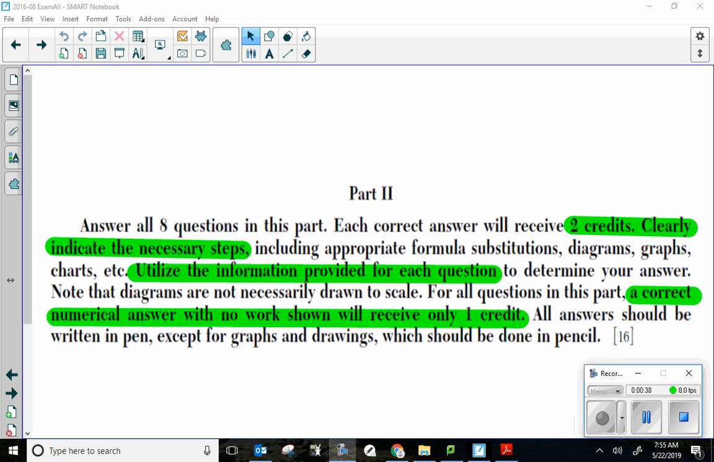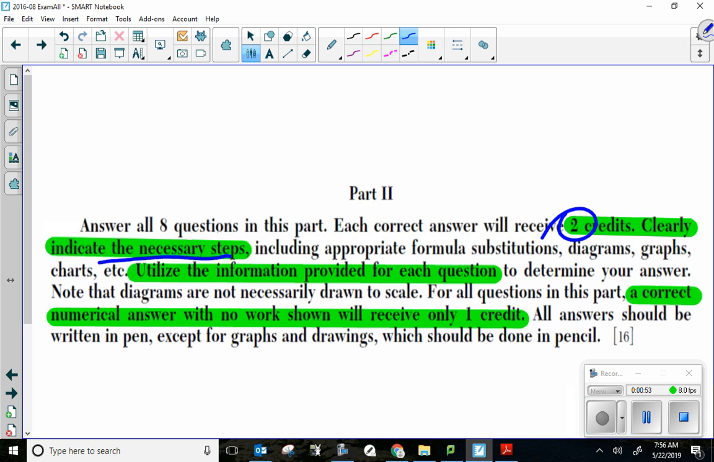As always, I want to read the directions here. 25 is the start of the short answer section. So answer all 8 questions in this part. Each question will receive 2 points. Clearly indicate necessary steps. Utilize the information provided for each question. There is a reference sheet, so keep that in mind. Maybe there's something in the reference sheet.